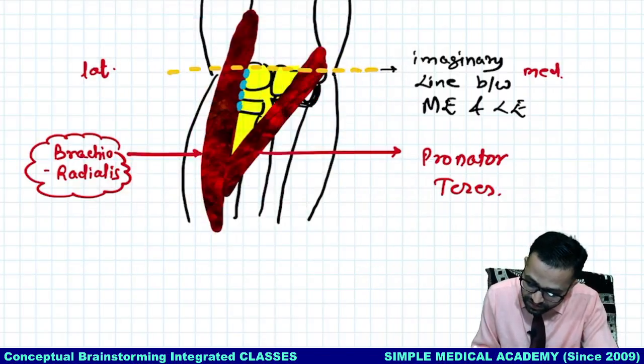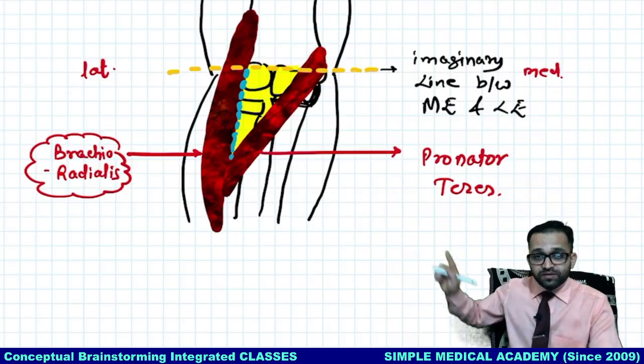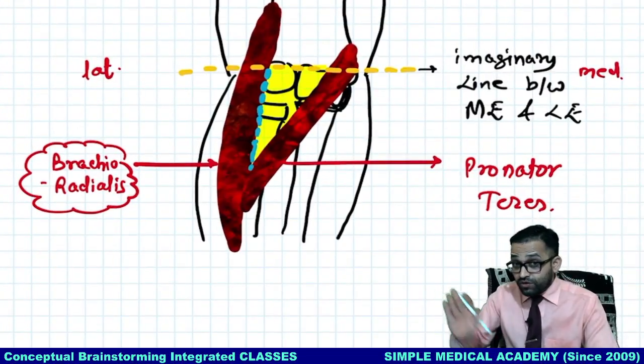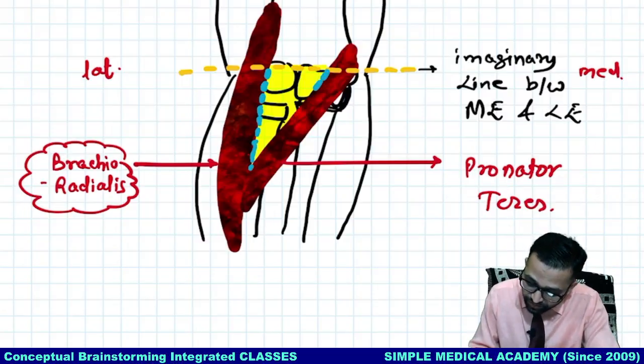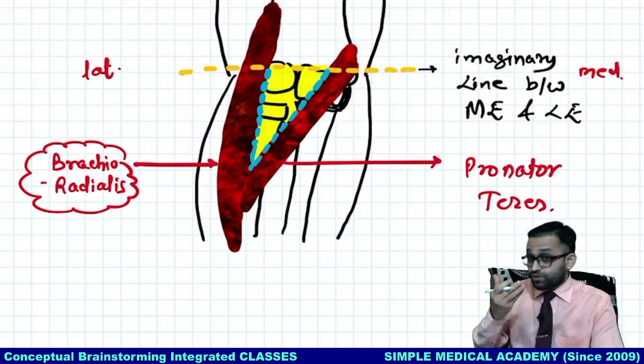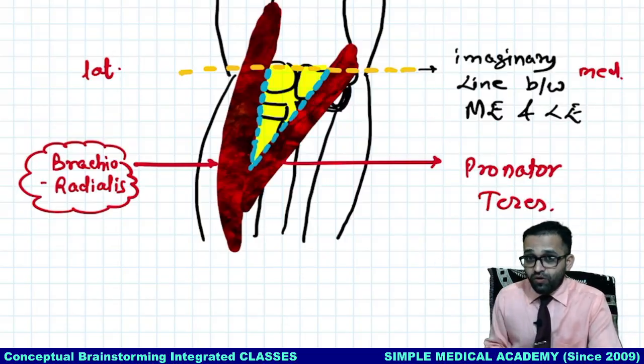These are the boundaries. This is the lateral boundary formed by the brachioradialis muscle. Which border? You can say medial border of the brachioradialis. This is our medial boundary, which is formed by which muscle? Answer is pronator teres muscle. Which border? Yes, lateral border.